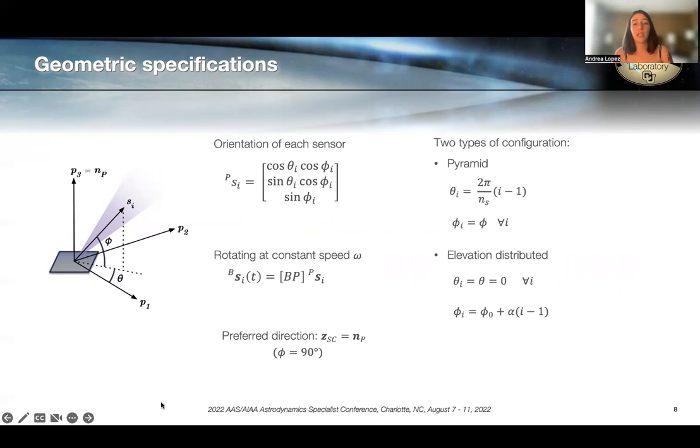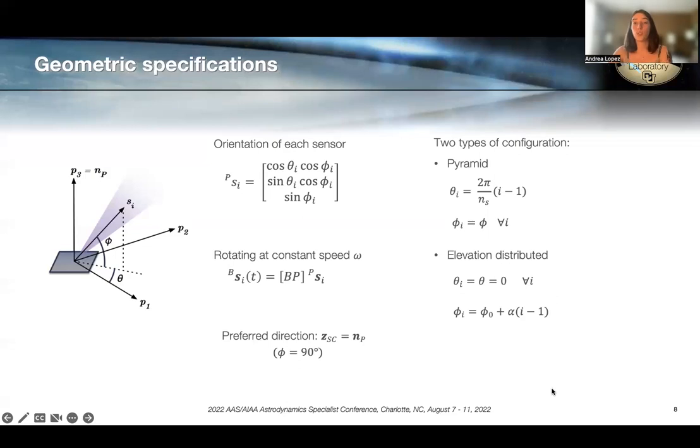We are also going to define a preferred direction, a nominal direction in which we want to make sure that we're detecting if an object is in that heading. Assuming that this platform is mounted on the spacecraft plus Z side, this preferred direction is going to correspond with the positive Z-axis of the spacecraft, which in this case also corresponds with the normal to the platform and with an elevation of 90 degrees. So it's in here, it's this direction.